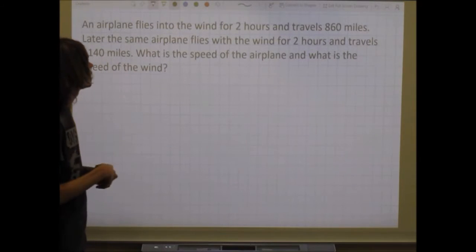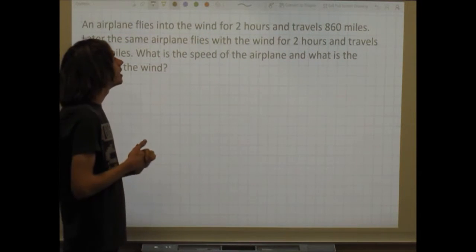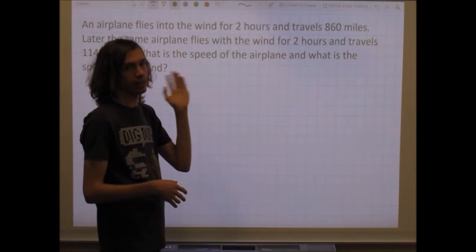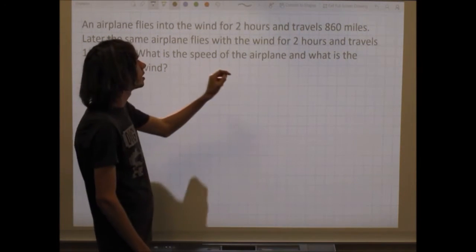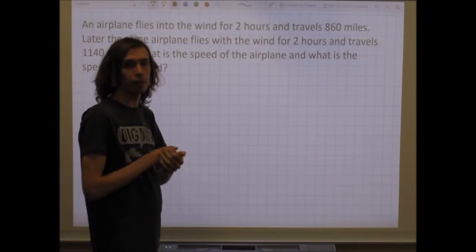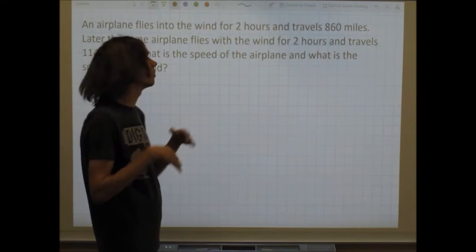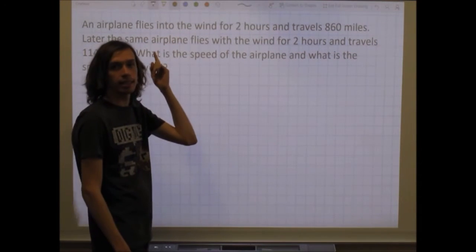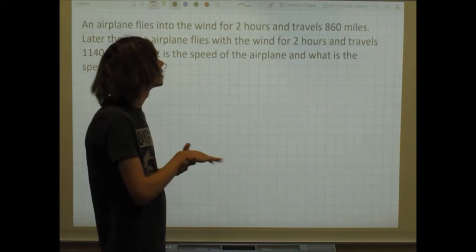Okay, so key things to notice is it says into the wind right here, right? Into the wind means going against it, and so that's where you're going to have your minus, like the speed of the airplane minus the speed of the wind. And then over here it says with the wind, that's when you're going to have the speed of the airplane plus the speed of the wind, because the wind is helping you when you're going with it, right? Into the wind could be seen as upwind, and with the wind could be seen as downwind.